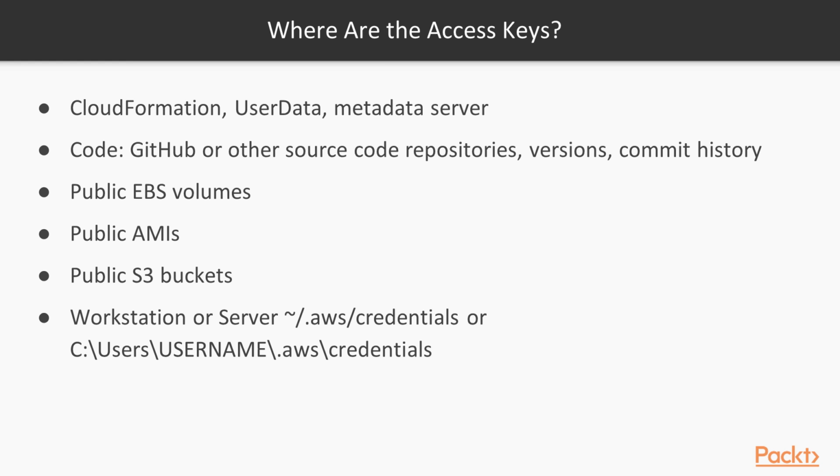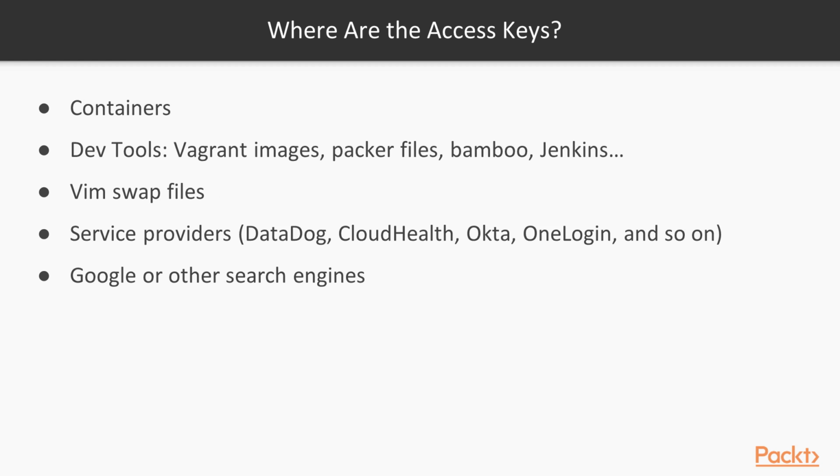We have to look after our keys and where we store the API access keys, because we can find access keys in many different places, like a CloudFormation template, the user data section of the CloudFormation template, and the metadata server. You will see later what that is. Also in many other places like GitHub or other source code repositories, in their commit history, in public EBS volumes, in public AMIs, in S3 buckets, and many other places. So you have to take care of what level of permissions you give to your keys. We will see that in a moment.